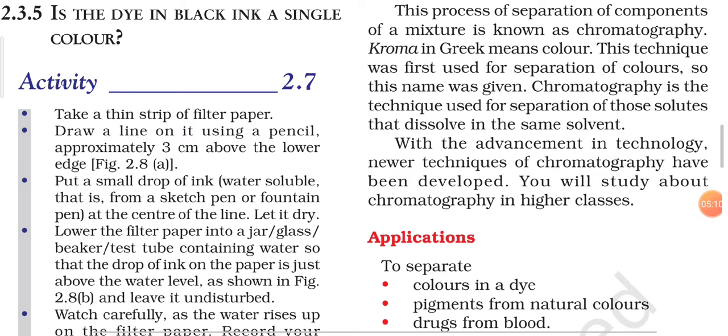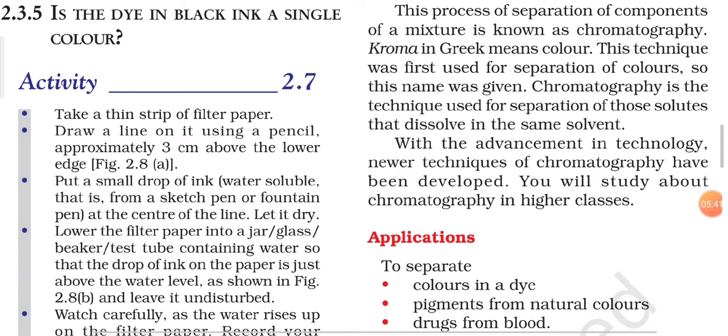First is colors in a dye, like we discussed in activity 2.7. If we want to know whether a dye is a mixture of two components or three components, or what colors are present in the dye, we can find out. For example, if we take a green dye formed from a yellow component and another colored component, we will be able to know that with this chromatography technique.